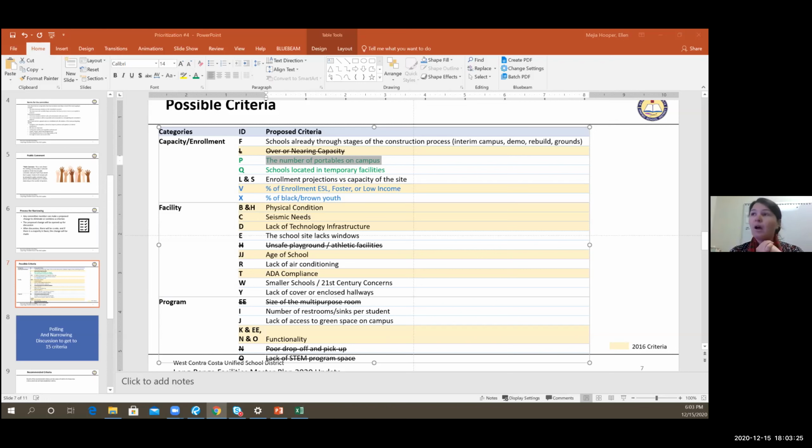On this particular one, what I would recommend is that we would use a percentage, and depending on what percentage you have relates to what number of points towards prioritization you would get. But that'd be the percentage of classrooms that are permanent versus in portables is how you would look at that. Yeah, that's a good idea. Number of classrooms.